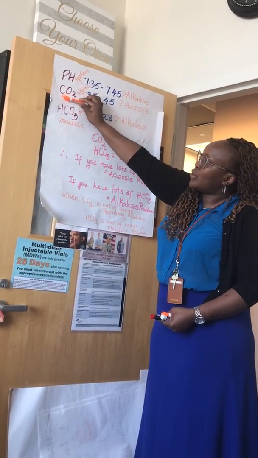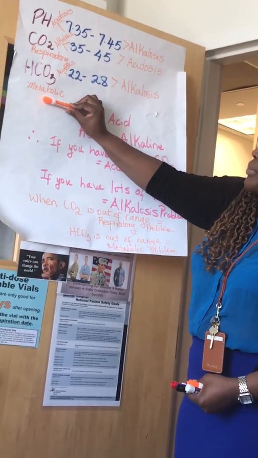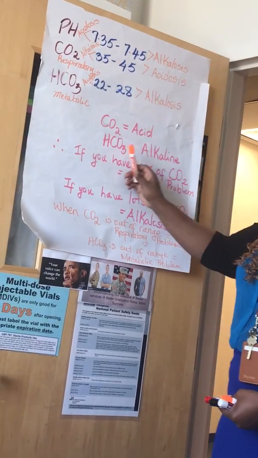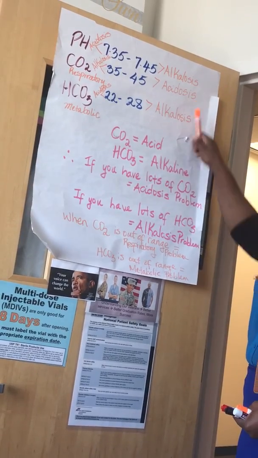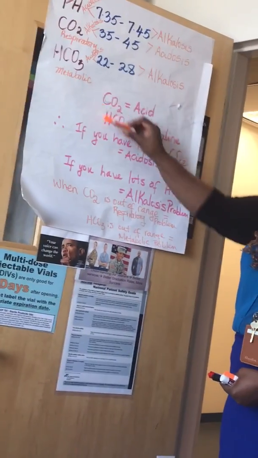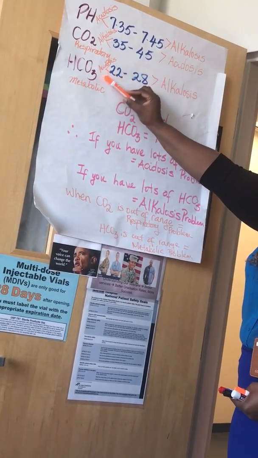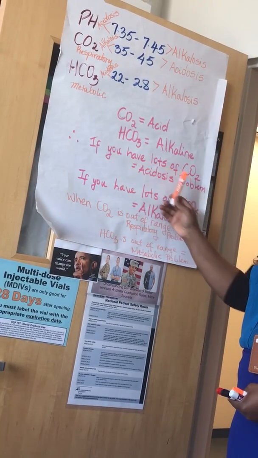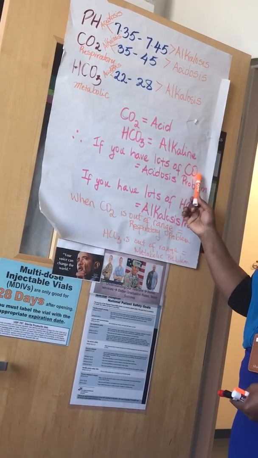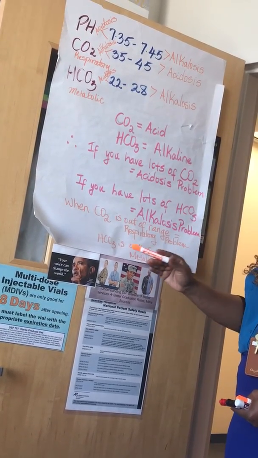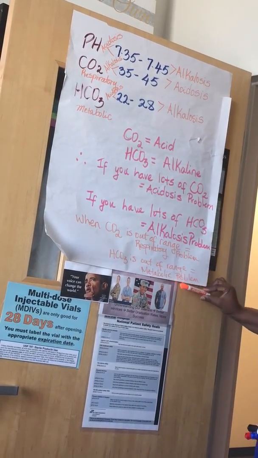Anything affecting the CO2 is going to be a respiratory problem, and anything affecting bicarbonate is going to be a metabolic problem. What we need to remember is that CO2 is an acid. So the more acid you have, you're going to have an acidic problem. Bicarbonate is an alkaline. The more bicarbonate you have, you're going to have an alkalotic problem. So the less bicarbonate is going to be acidotic. If you have lots of CO2, you have an acidotic problem. If you have lots of bicarbonate, you have an alkalotic problem. Okay? So when CO2 is out of range, we are having respiratory issues, and when bicarbonate is out of range, we are having metabolic issues.